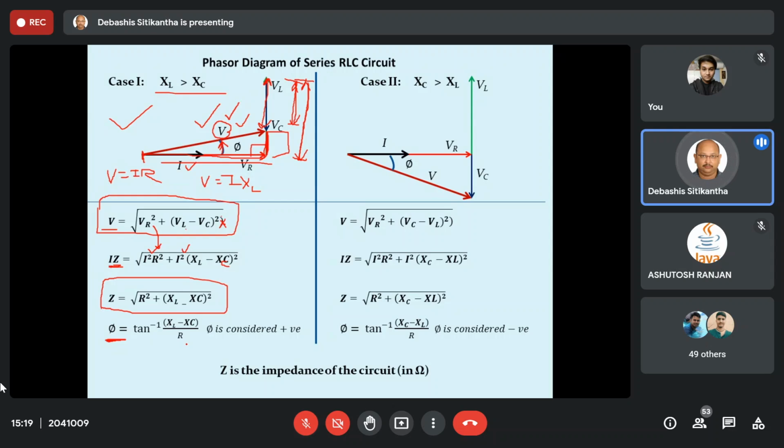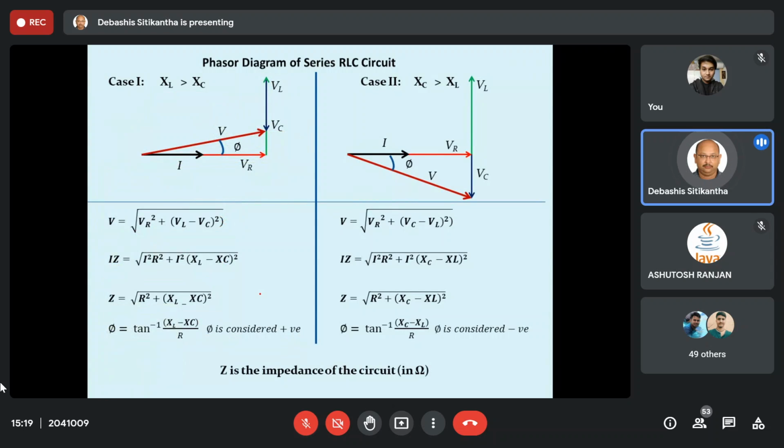But remember over here, if the circuit has an inductive reactance more than the capacitive reactance, phi is going to be positive. That is quite evident, because here you saw that phi is directed in the anticlockwise direction, and therefore it is positive. Is there any doubt? Anyone with any sort of doubt?